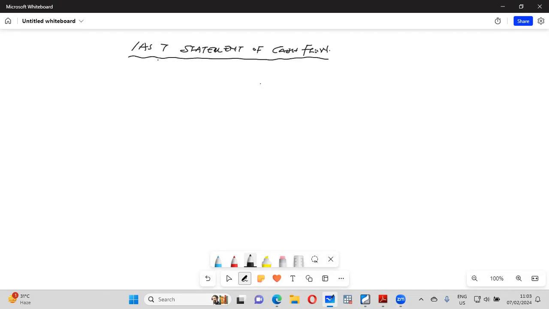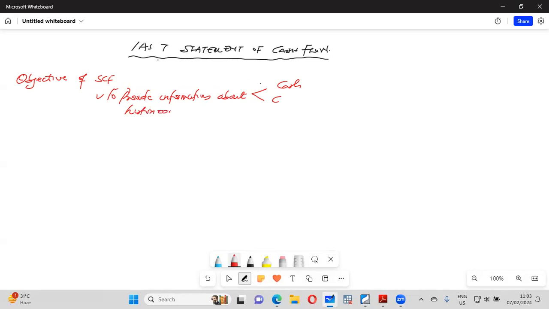Now, when it comes to cash flow, our main objective for preparing a statement of cash flow is basically two reasons. Number one, to provide information about the historical changes in the cash and the cash equivalents of an entity, you can also say a reporting entity. So that is one of the reasons why.